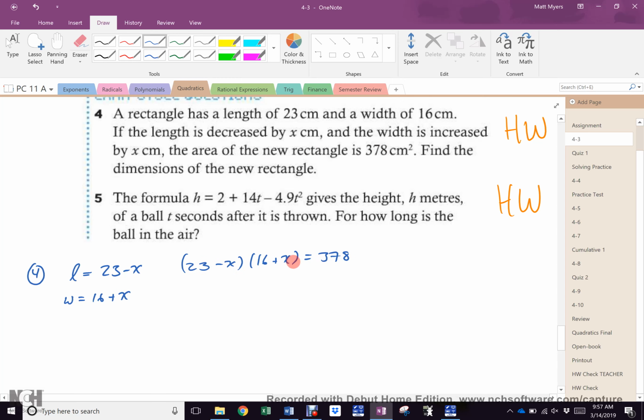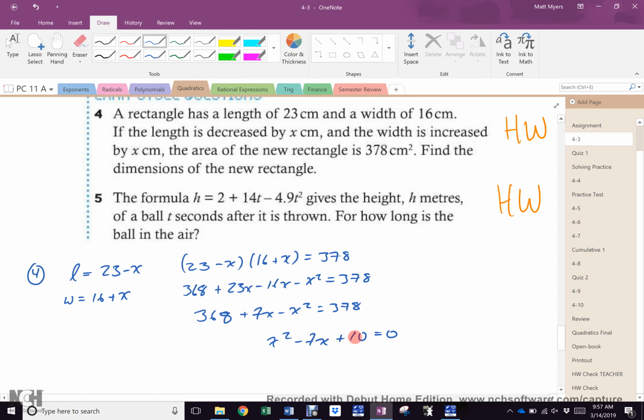Right? Then, do we know how to multiply binomial by binomial? Of course we do. 23 times 16, which I can actually do in my head. It's 320 and 48, it's 368, right? 368 plus 23x minus 16x minus x squared equals 378. So 368 plus 7x minus x squared equals 378. X squared minus 7x plus 10 equals 0. And then I can go through it, right?